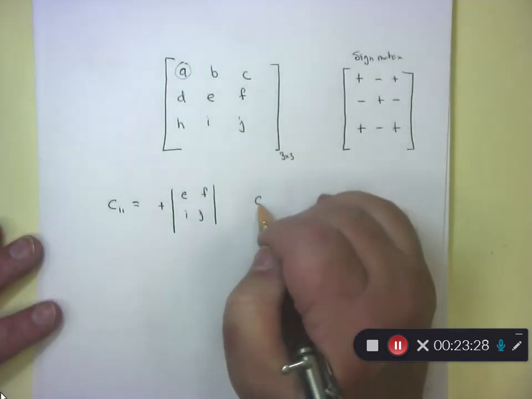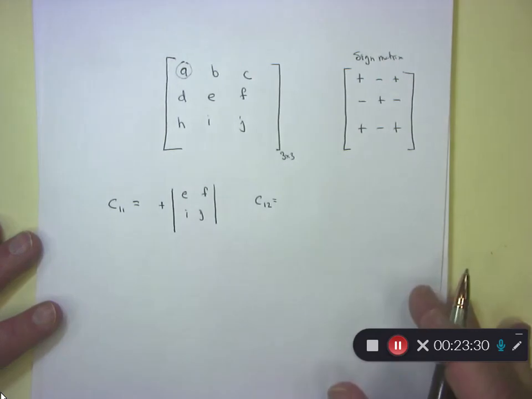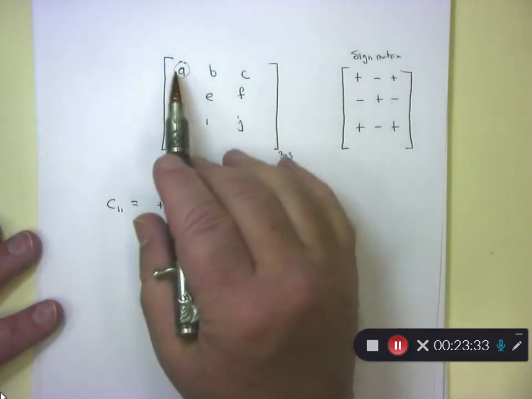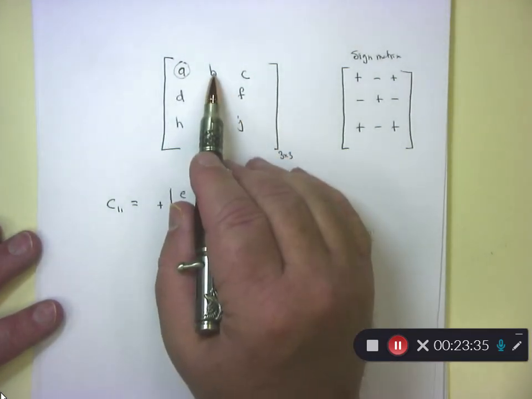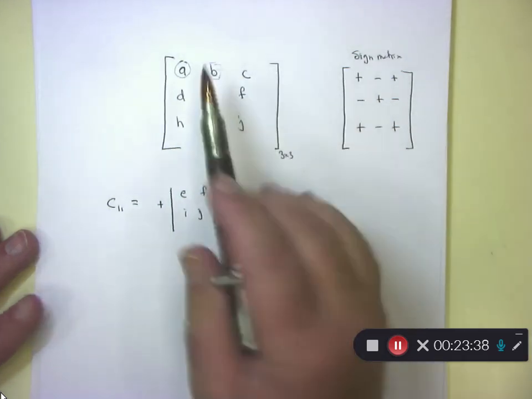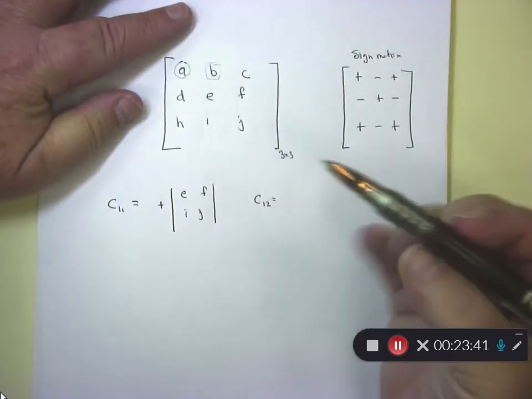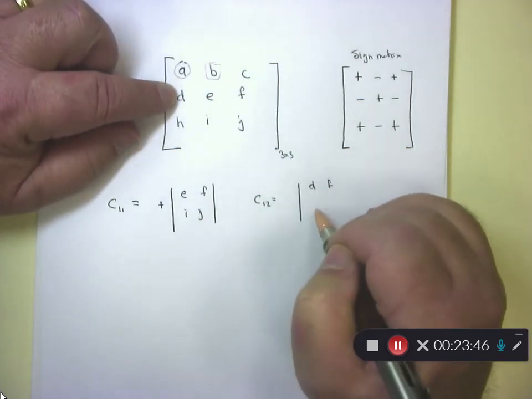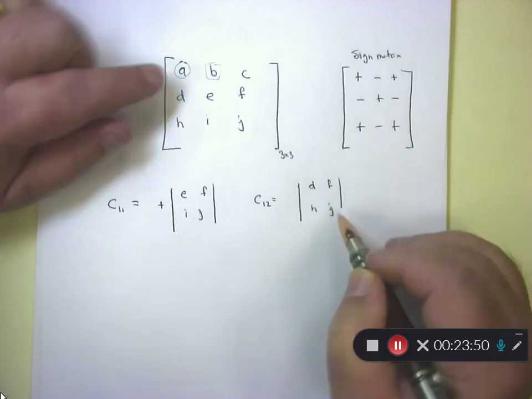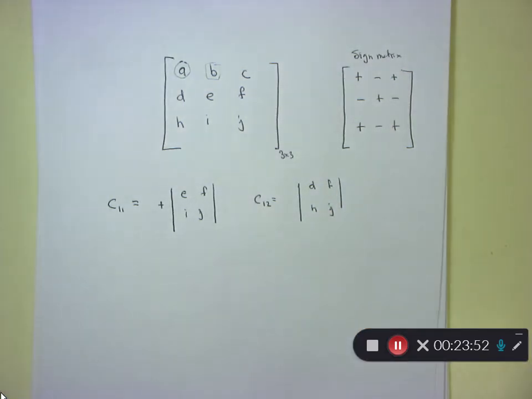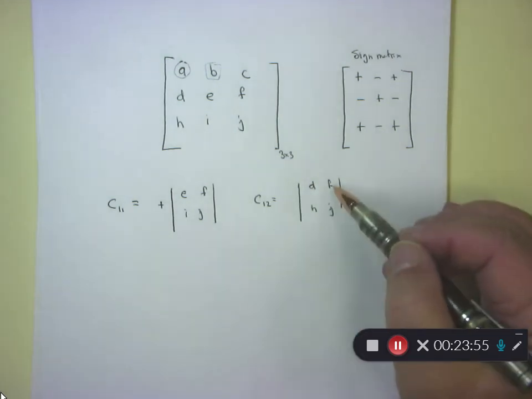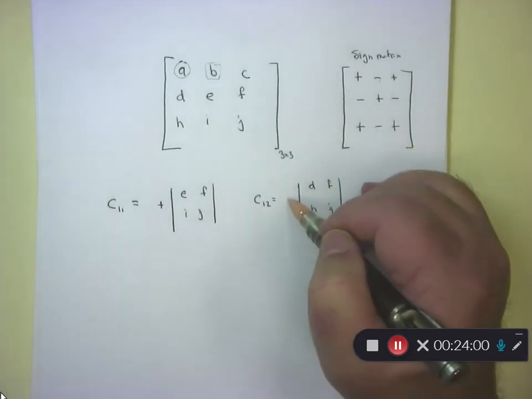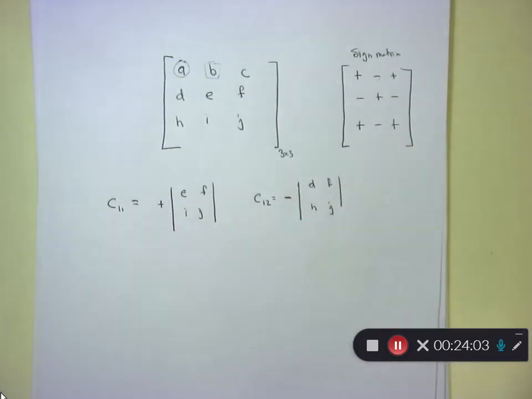What about C12? That's the first row, second column, the B entry. So you focus on it next. You knock off the row and column with it, and you get the minor matrix D, F, H, J. Again, you see the parallel lines; you take the determinant of that, so DJ minus FH. But the sign on this one has to be negative, so whatever number you get, change the sign. So far, so good?